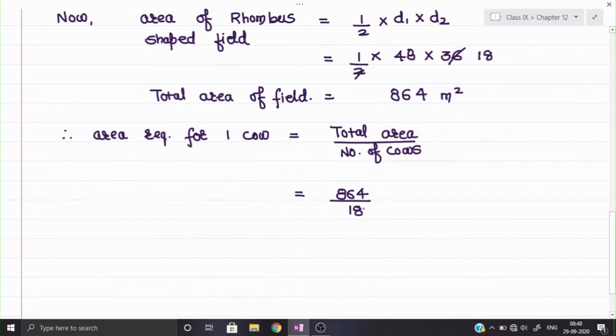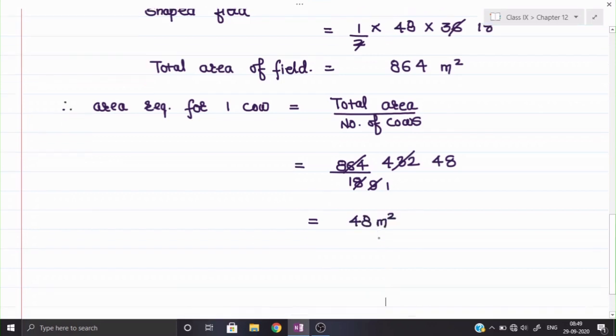Finally, if I cancel by 2, so 2 9s are 18, and cancelling by 2, 2 4s are 8, 2 3s are 6, and 2 2s are 4. Can we cancel it by 9? Because the area required should not come in decimal. So 9 4s are 36. Remaining is 4 plus 3, 9 8s are 72. So we can say that is 48 meter square. That much area is available for one cow.